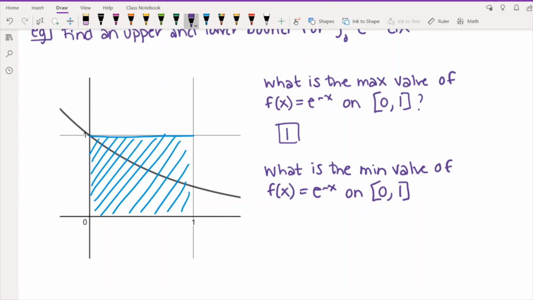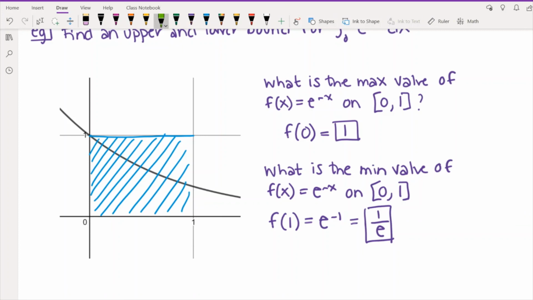So what do you get if you plug 1 into this function? Maybe actually this is what I was thinking of writing earlier. I'm just going to go for it. So the maximum value we got was f of 0. The lowest value we'll get is by plugging in 1. So f of 1 would be e to the negative 1, which you could also write as 1 over e.